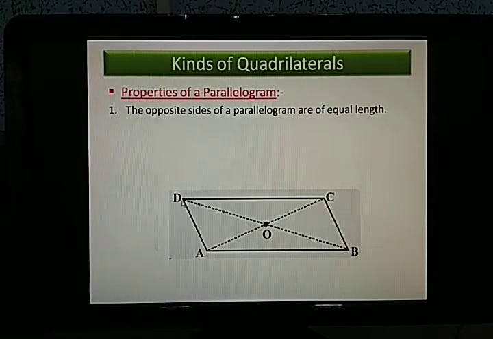So the opposite sides of a parallelogram are of equal length. That means we have to show that any of the opposite sides, say CD and AB, are equal. To prove this, what I have to do is that we have to consider two triangles. Then we have to show the congruency of those two triangles, and through the congruency we can use the congruent parts and then show them as equal.